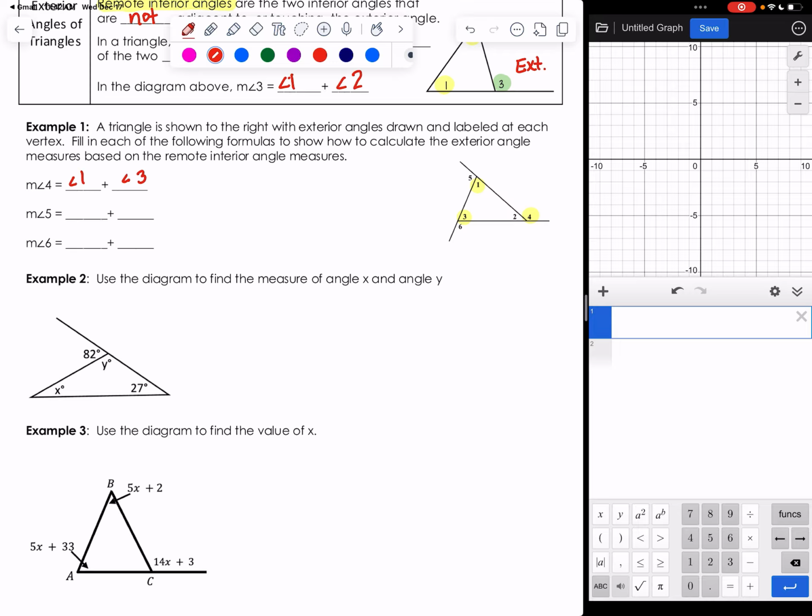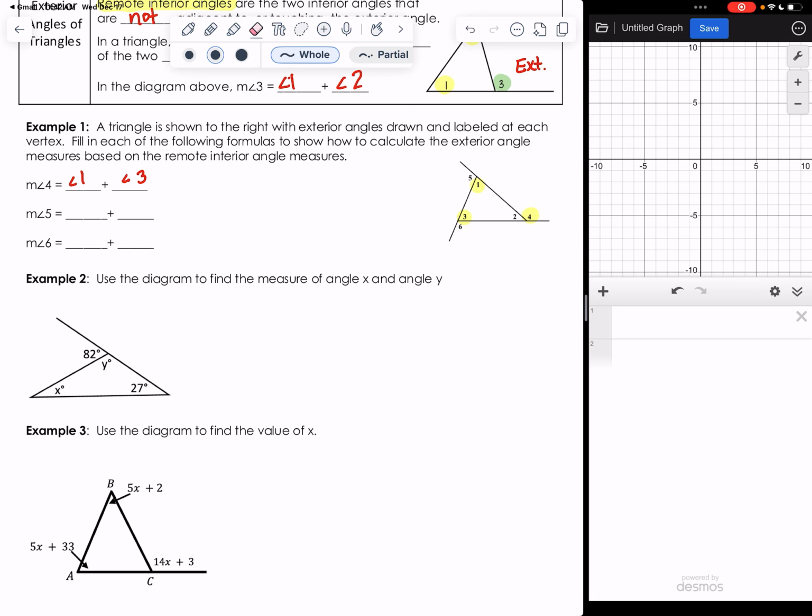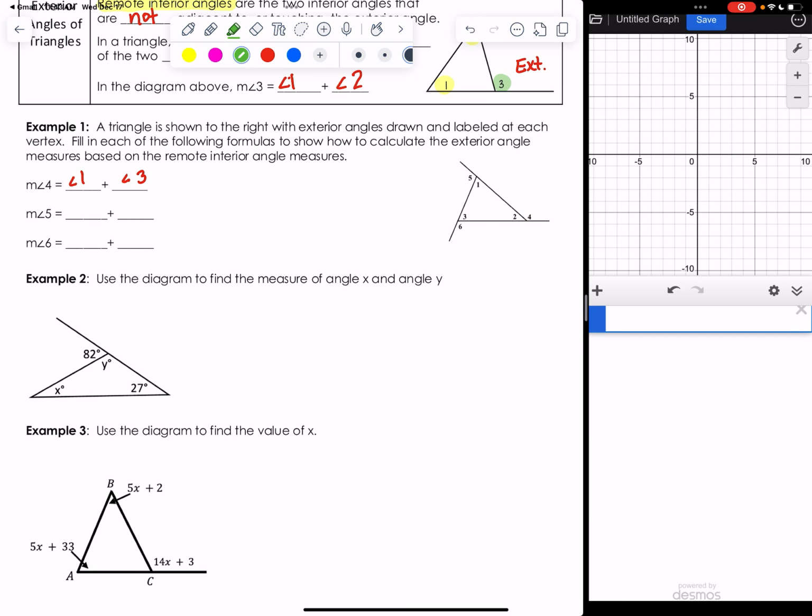Now they want the measure of angle 5. If I wanted the measure of angle 5, I would not want to use any angle that was adjacent to or touching angle 5. So that means I could only use angle 2 and angle 3 to find the measure of angle 5.